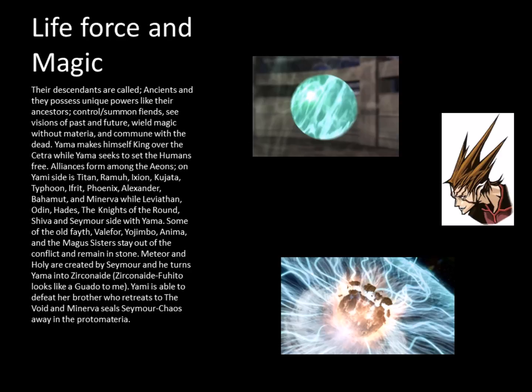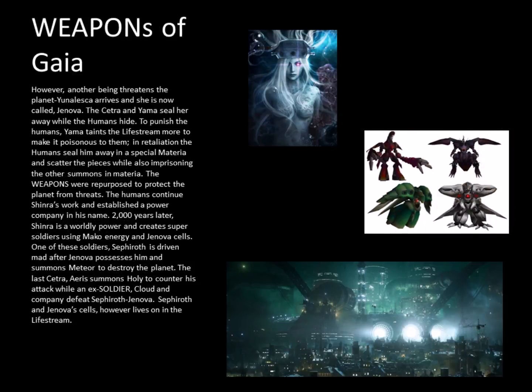Yami is able to defeat her brother, who retreats to the void, and Minerva steals Seymour Chaos away in the proto-materia. However, another being threatens the planet. Yunalesca arrives, and she is now called Jenova by the people of Gaia. The Ketra and Yami seal her away while the humans hide.